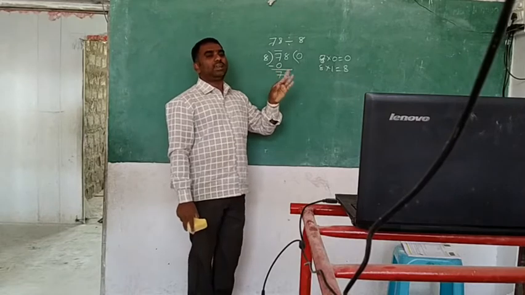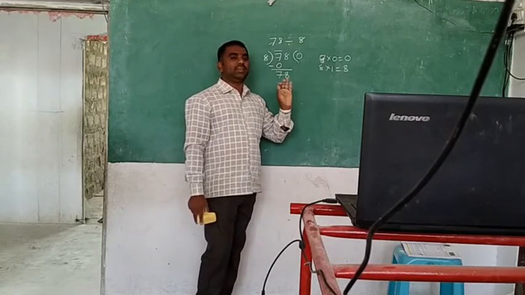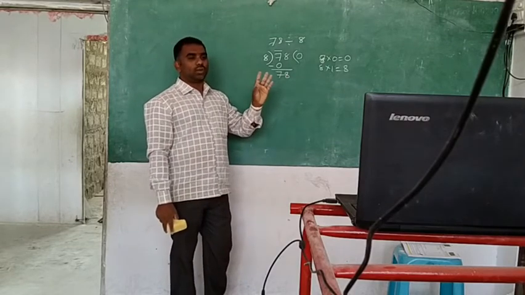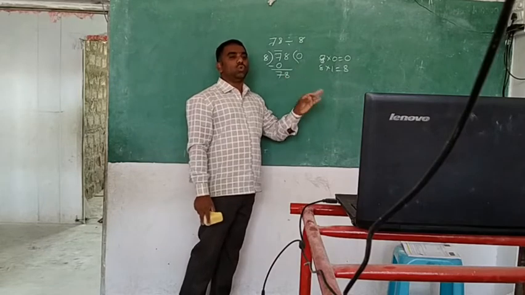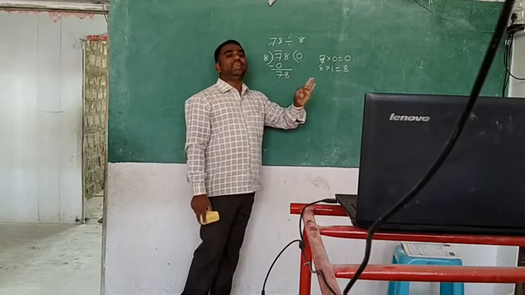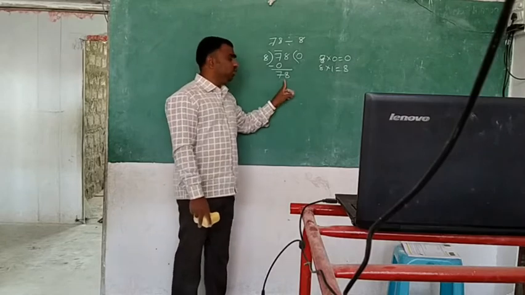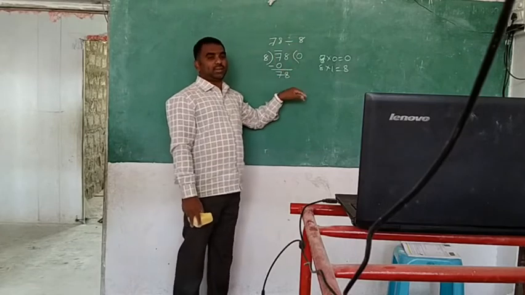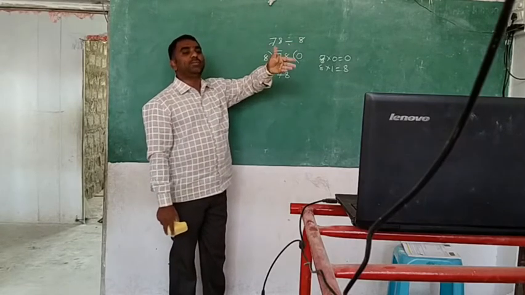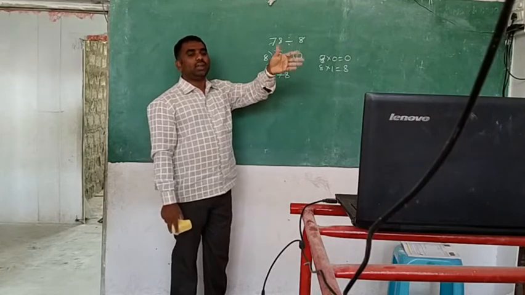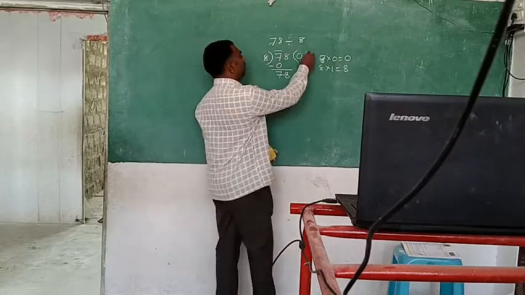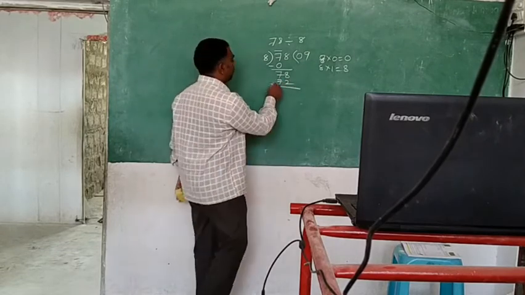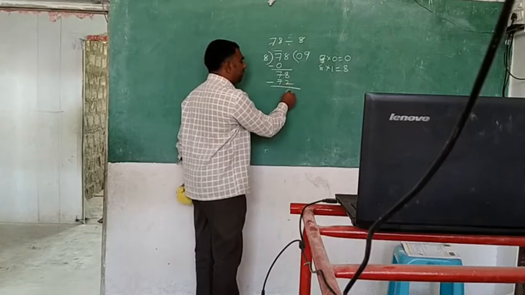8 fives are 40. 8 sixes are 48. 8 sevens are 56. 8 eights are 64. 8 nines are 72. 8 tens are 80. You see, 8 nines are 72 is less than this. 8 tens are 80 is bigger. So that's why what should we take? We should take something less, not more. Means what is coming? 8 nines are 72. Then you will do the subtraction here. 78 minus 72 will be 6.